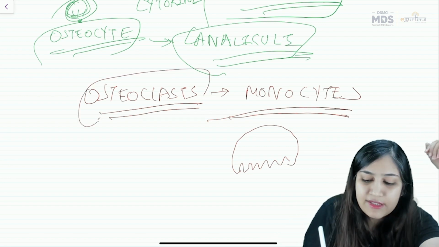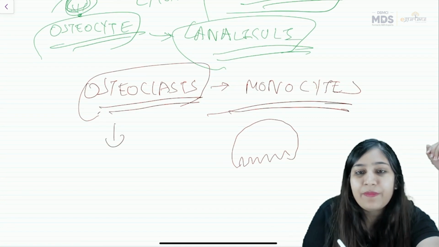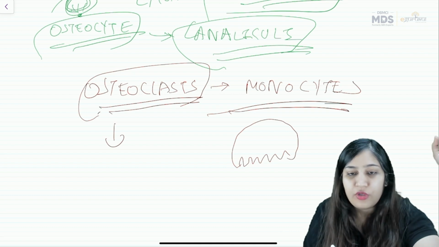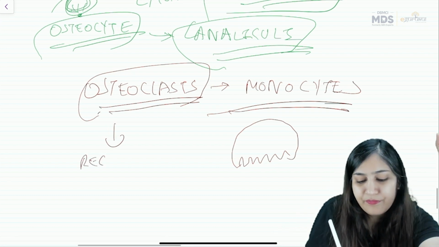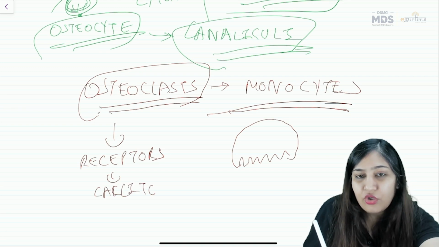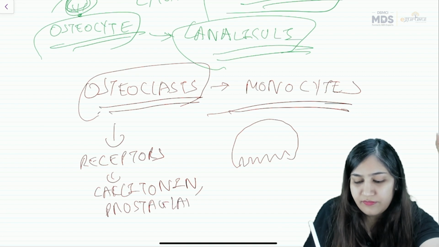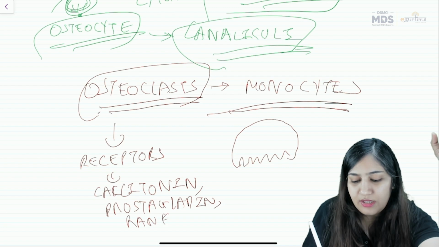So the osteoclast, just as the osteoblast has some receptors, has receptors for calcitonin, prostaglandin, RANK and parathyroid hormone.